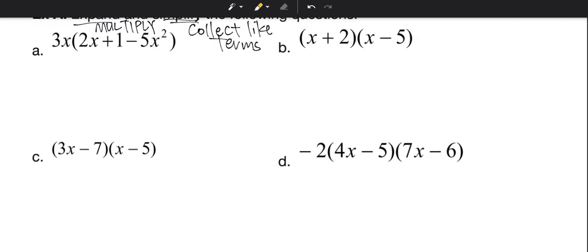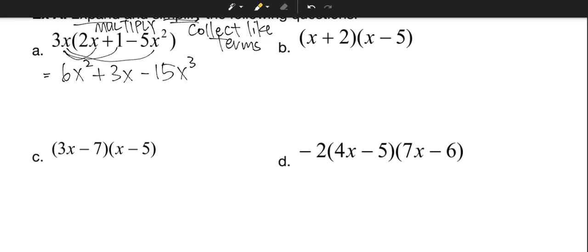Okay, so 3x times 2x: 3 times 2 is 6, x times x is x squared. 3x times 1, and 3x times negative 5x squared, excuse me, negative 15x cubed. Okay, so now I've expanded. I'm going to simplify by collecting like terms.